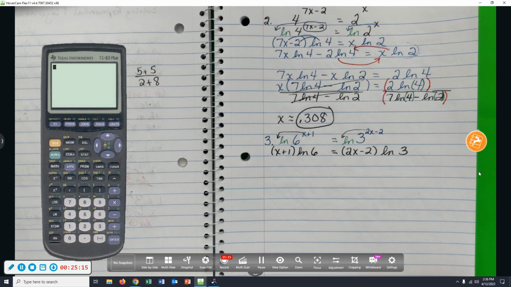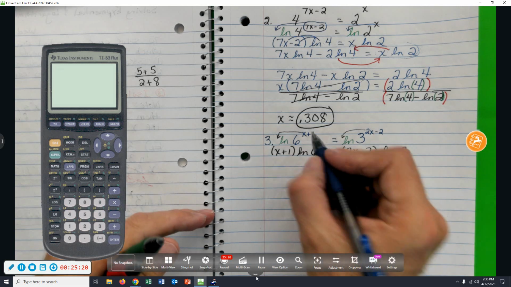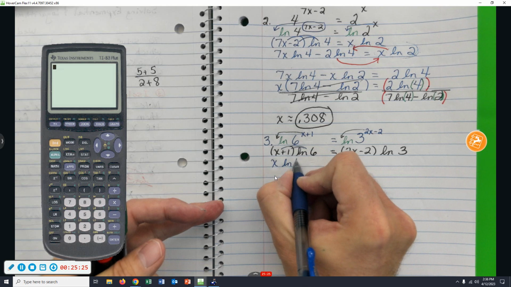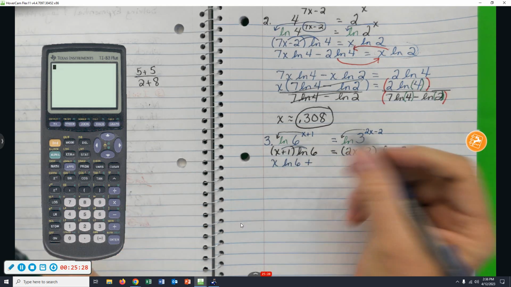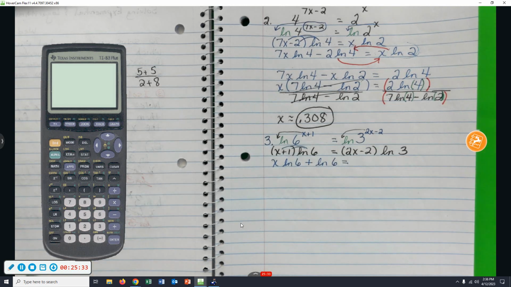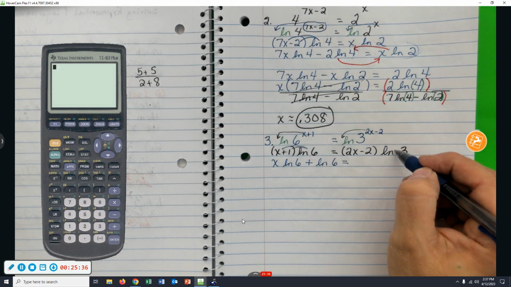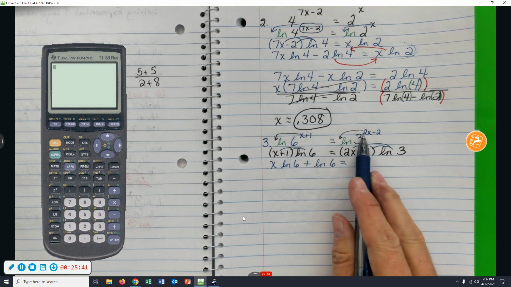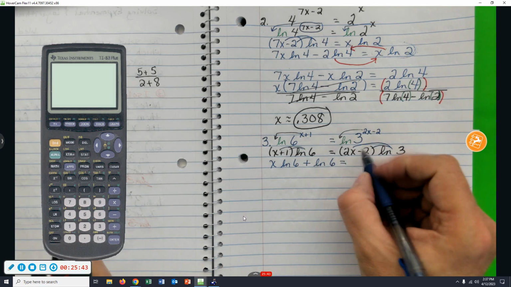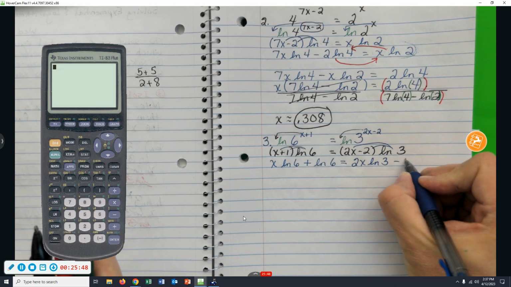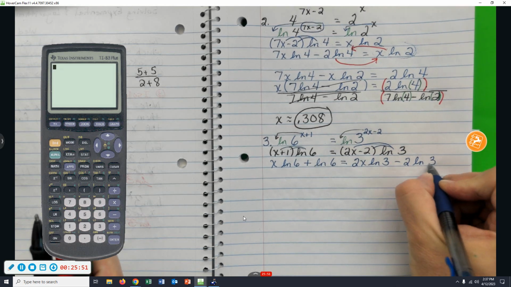Now, let's distribute. It'd be an x ln 6 plus 1 ln 6. I think I'm just going to write ln 6. Okay. And over here, we've got to distribute 2 because the exponent was two terms, so we have 2x ln 3 minus 2 ln 3.